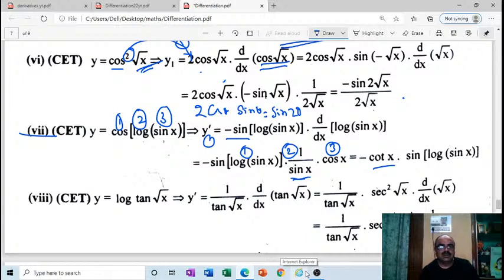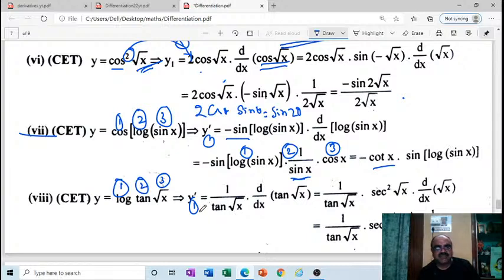One more. Log of tan of root x. I have here 1, I have 2, I have 3. There are 3 functionalities that need to be differentiated. So number 1, log: log x is 1 by x. So 1 by tan of root x.